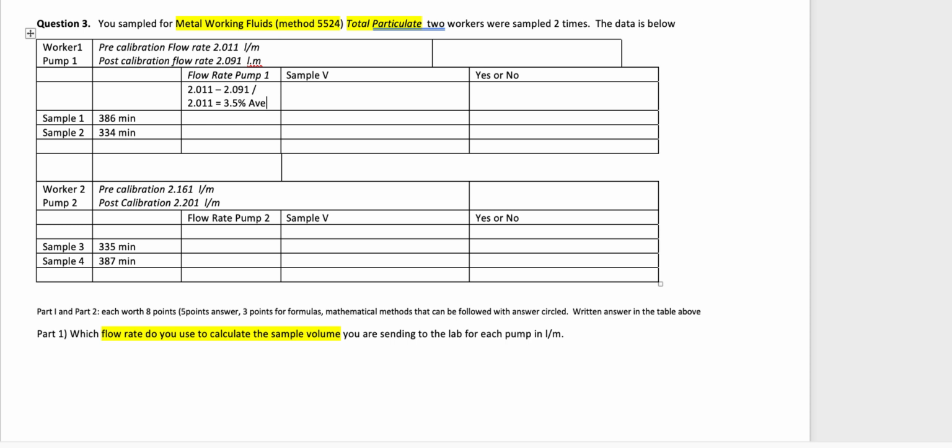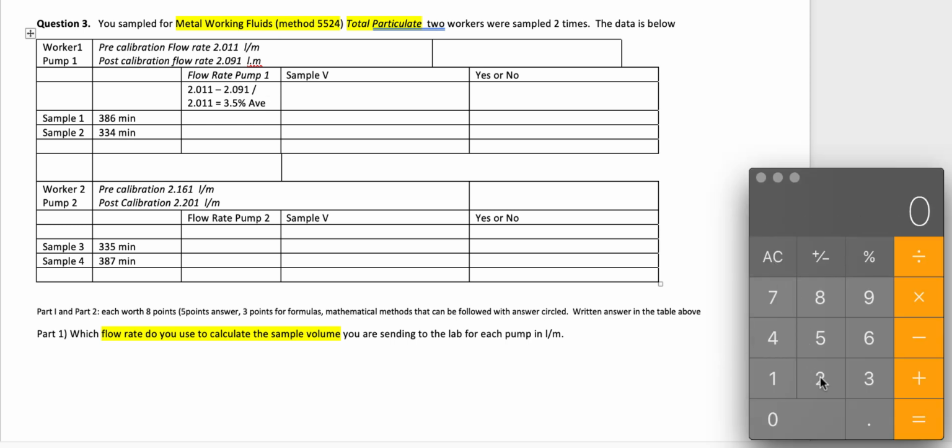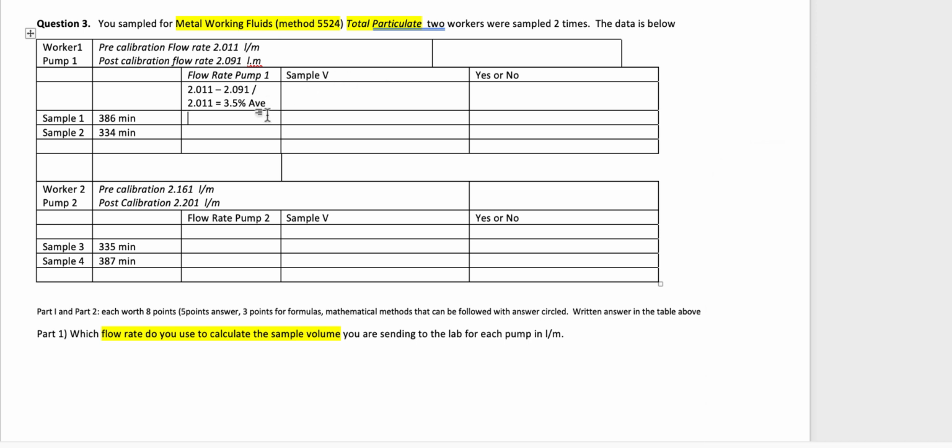And now I'll take the average flow rate, which would be pre plus post divided by 2. And I must have done something wrong. 2.015 liters per minute. So here is the answer to part 1.